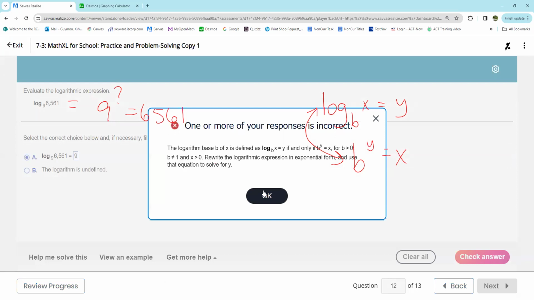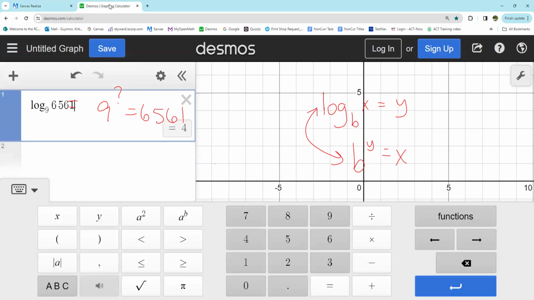Well, we most certainly were not. So let's see, why were we not? Log base 9 of 6561. That looks like what I typed in there.